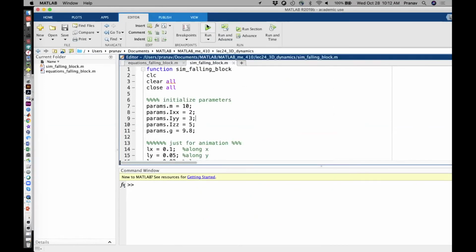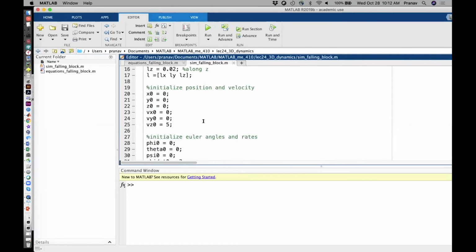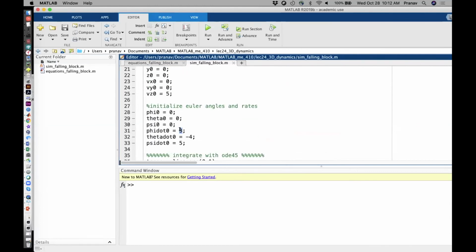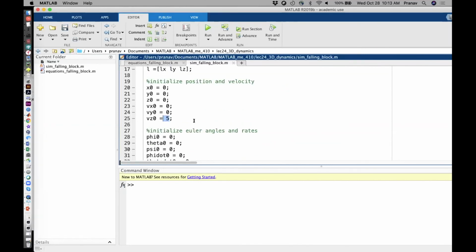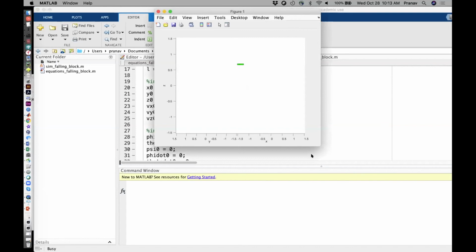Let's run this again. Well, let me just actually change the initial value. So assume that I don't really spin anything, right? Everything only has translation. So it's launched upwards with a velocity of 5 meters per second. And then what I would expect is the body will go up and fall down without any spin. Right? And this sort of correlates with our experience of throwing an object.